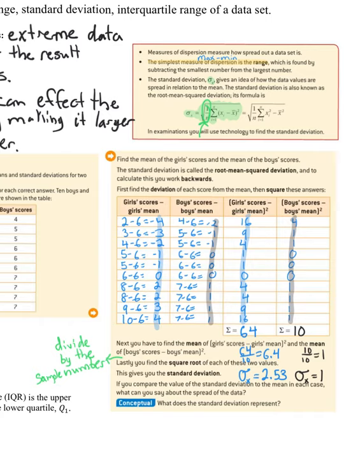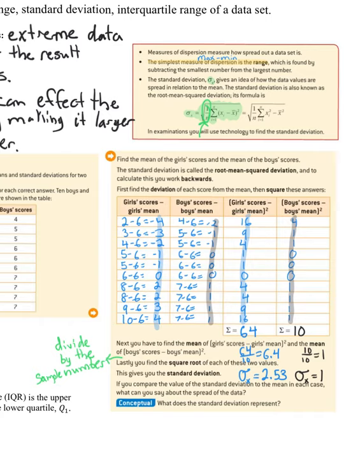So if you compare the values of the standard deviation by the mean versus the mean in each case, what can you say about the spread of the data? So I guess the first question is, really conceptually, what does the standard deviation represent? What does the 1 mean? What does the 2.5 mean? For the boys, their scores were around 1 point away from each other, and for the girls it was about 2.53. Exactly.